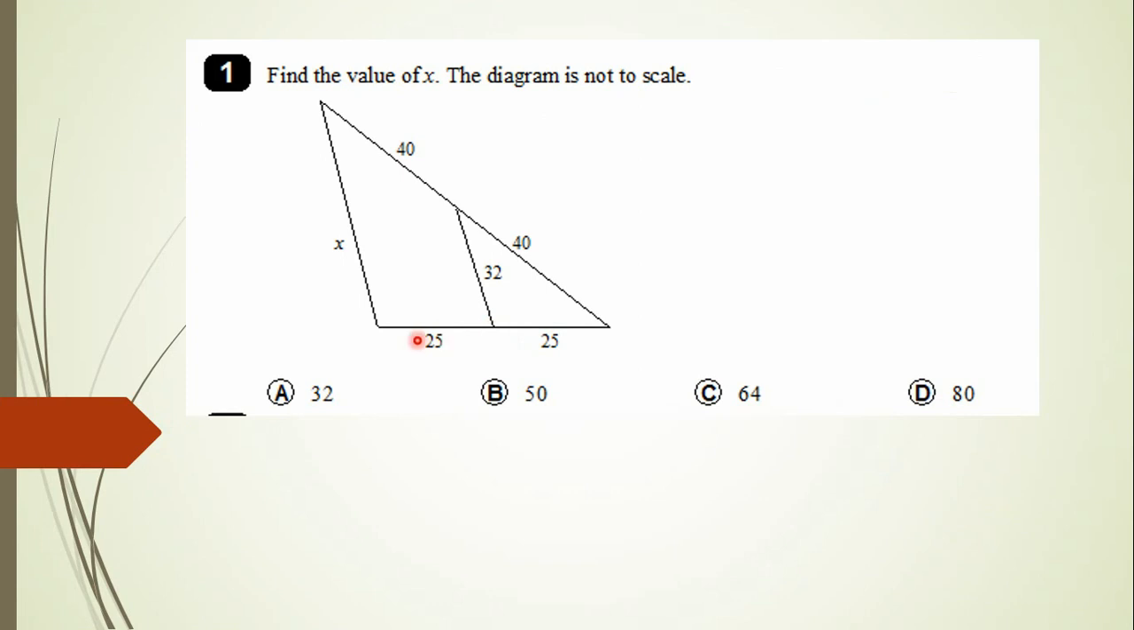This point is the midpoint of this side, 25 and 25. And this point is the midpoint of this side, 40 and 40. Then this line is called the mid-segment. It's parallel to the third side and equal to half of it. Then 32 is half of x, or x equals double 32. Then x equals 64.